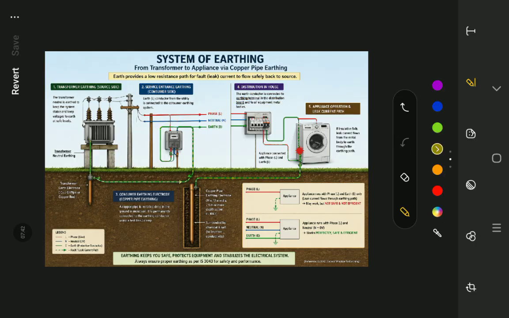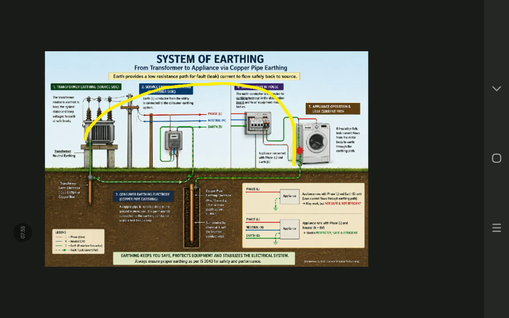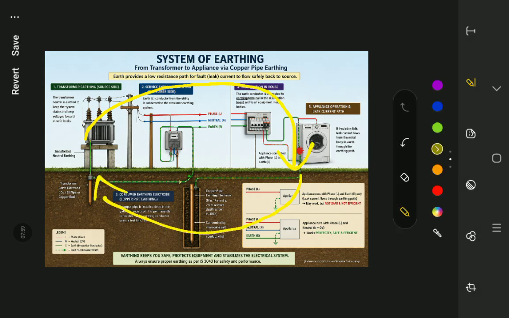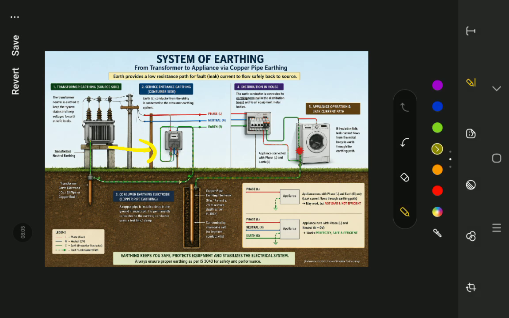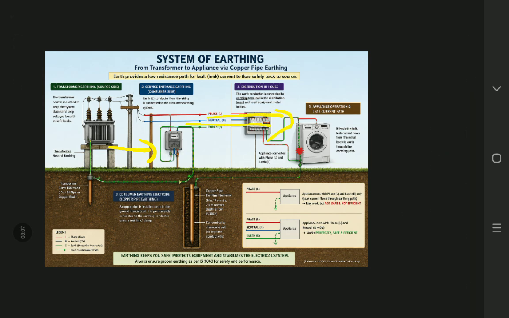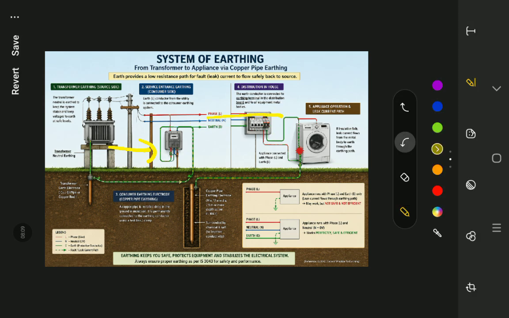And first, let us know the definition of earth or its principle. Earth provides a low resistance path for fault or leak current to flow safely back to the source. This circuit completes it, appliances run, and the reverse current goes back to the transformer through ground. So then the transformer inputs to the meter, and the meter's phase and neutral go to the home. Through phase and neutral the appliances run efficiently.